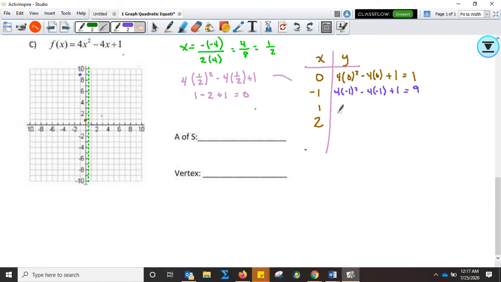Okay, so when we plug in 1, I'm sure some of you have already said what the answer is going to be because you recognize the pattern. So we have 4 times 1 squared minus 4 times 1 plus 1. So 4 minus 4 is 0, plus 1 is 1. So your ordered pair is 1, 1. It's the same as this one.